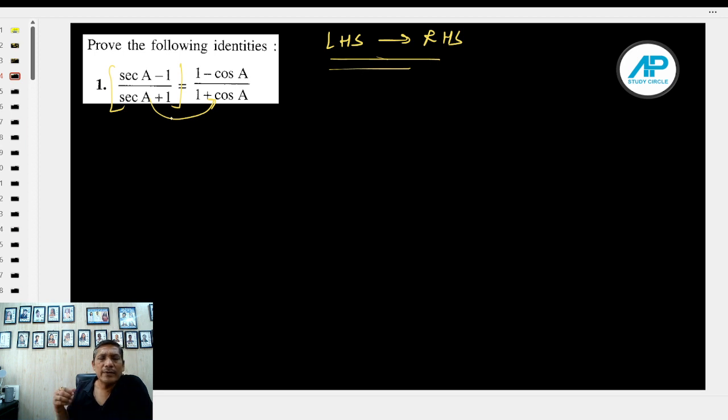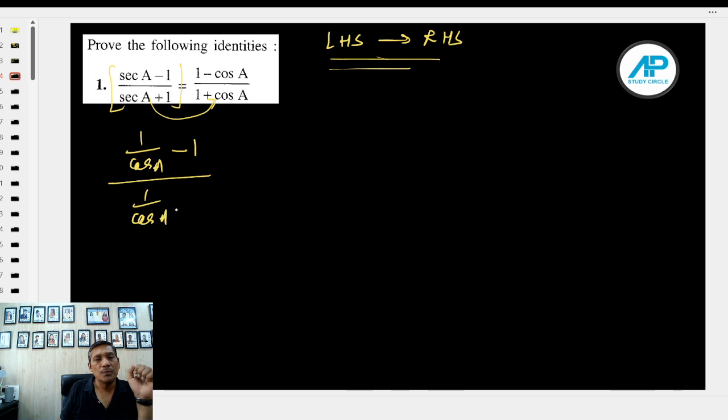And trigonometry does not restrict you on any general concept. Sometimes we go in the reverse order also, and I simplify this part and take it this part. I mean, we go from right side to left side, but generally we take it from the left side to right. So you can see here sec a minus 1 upon sec a plus 1. In your mind relate, what is the relation of sec with cos? 1 upon cos a minus 1 upon cos a plus 1.